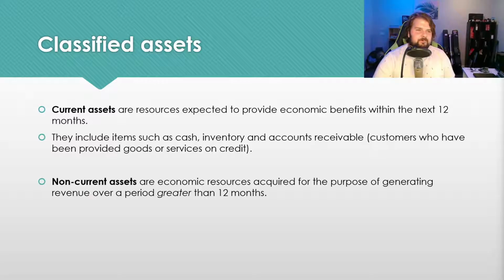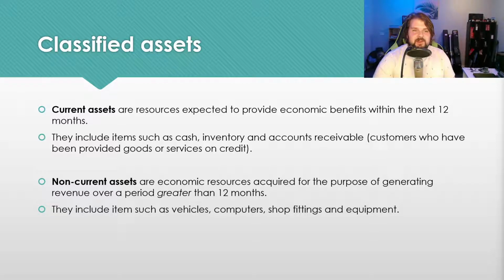Okay? We then have non-current, and our non-current is expected to help us generate revenue for more than 12 months. So this could be a vehicle, it could be a computer, shop fittings and equipment. All of these things will last for more than 12 months, so they are expected to help us continue to create revenue. Okay?